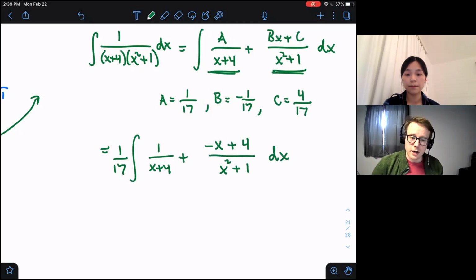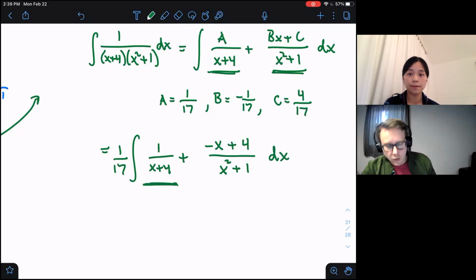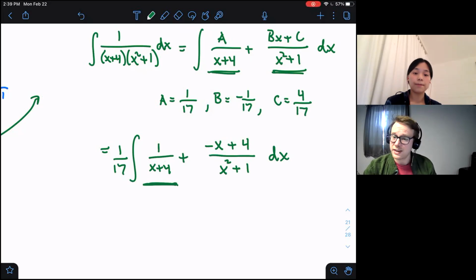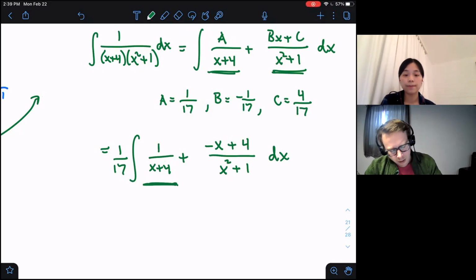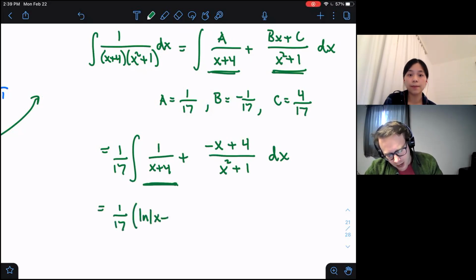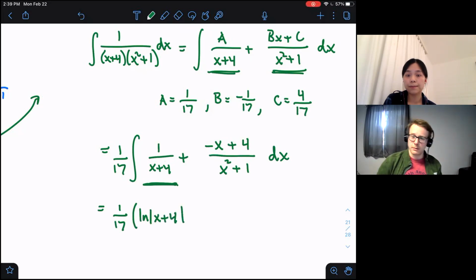So now we need to know how to evaluate this. We did this a couple times in 7.4, where this one we can do quite quickly. This is just going to be one of these natural log sorts of deals. So we're going to have 1/17 times the natural log of the absolute value of x plus 4. And of course, you can double check: if you were to take the derivative of this, you would get back to where you started.